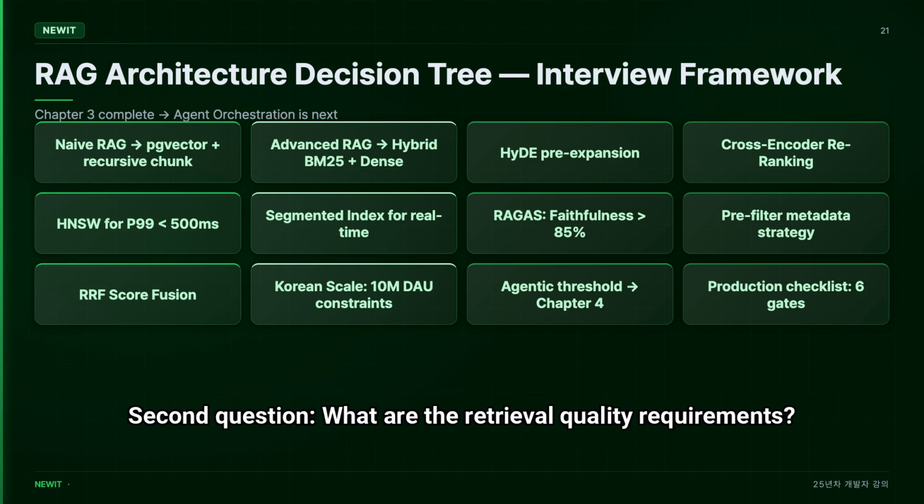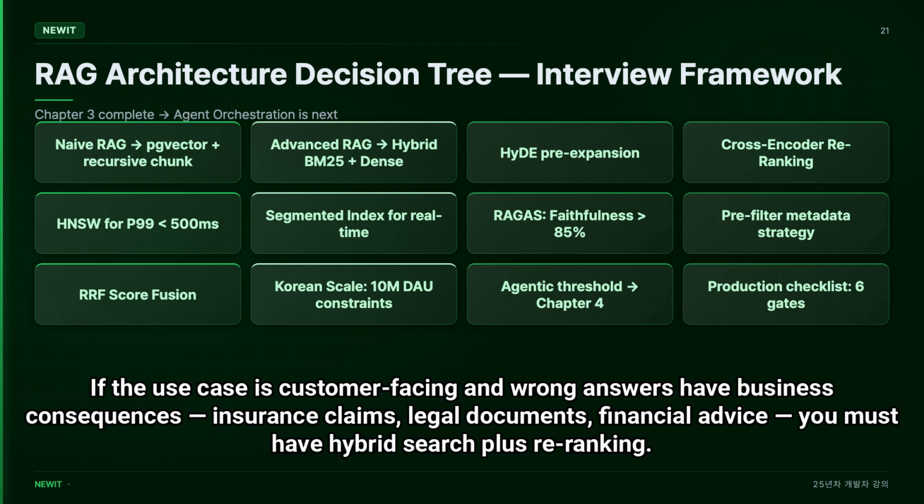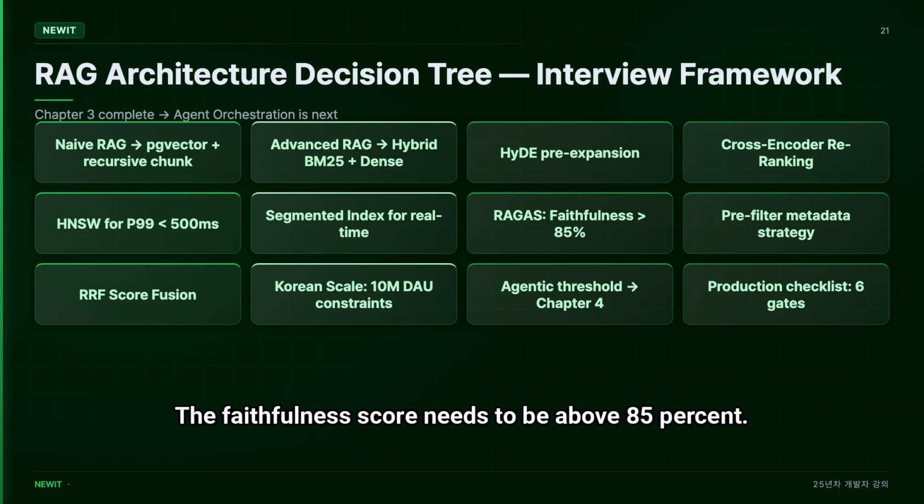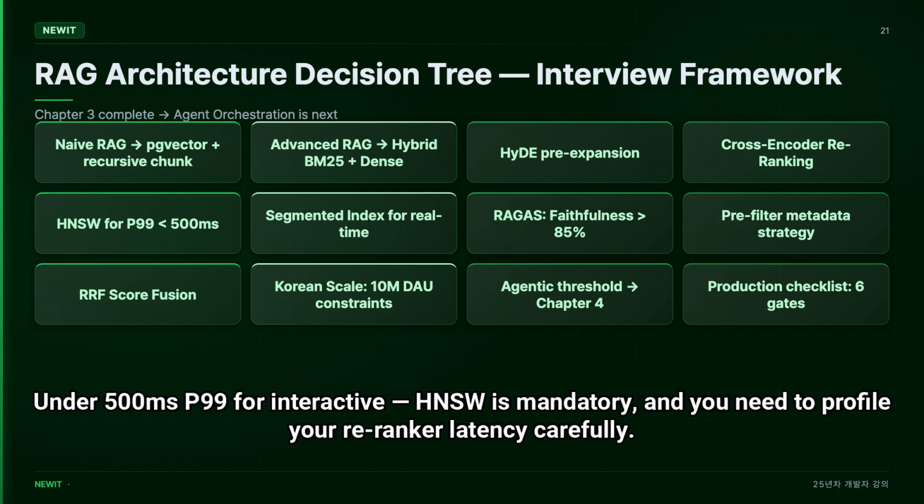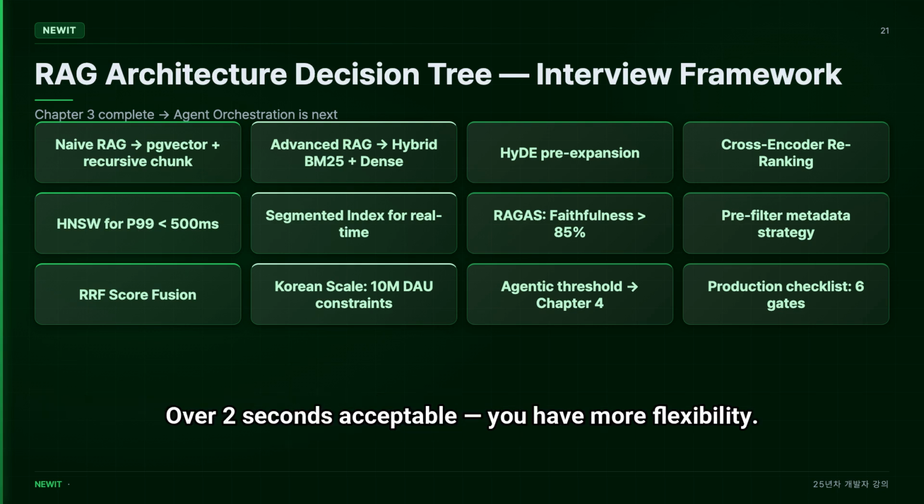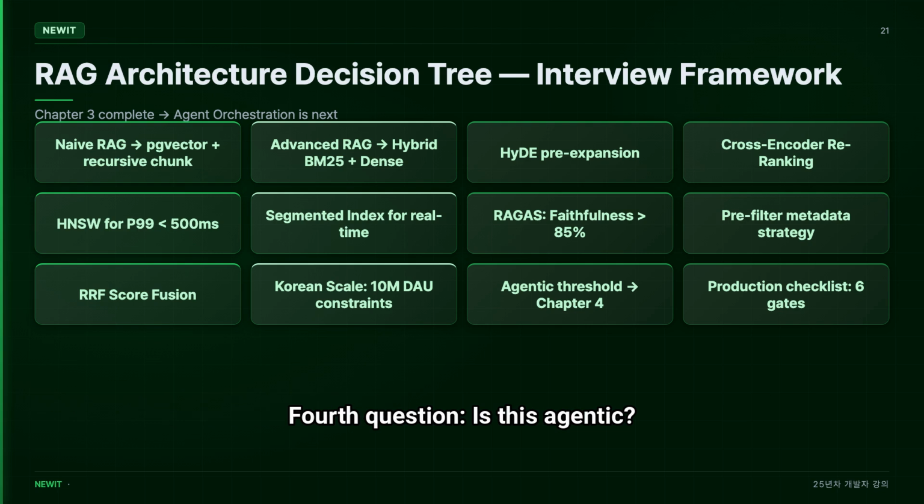Second question. What are the retrieval quality requirements? If the use case is customer-facing and wrong answers have business consequences, insurance claims, legal documents, financial advice, you must have hybrid search plus a re-ranker. The faithfulness score needs to be above 85%. Third question. What is the query latency SLA? Under 500 millisecond P99 for interactive, HNSW is mandatory, and you need to profile your re-ranker latency carefully. Over 2 seconds acceptable, you have more flexibility.